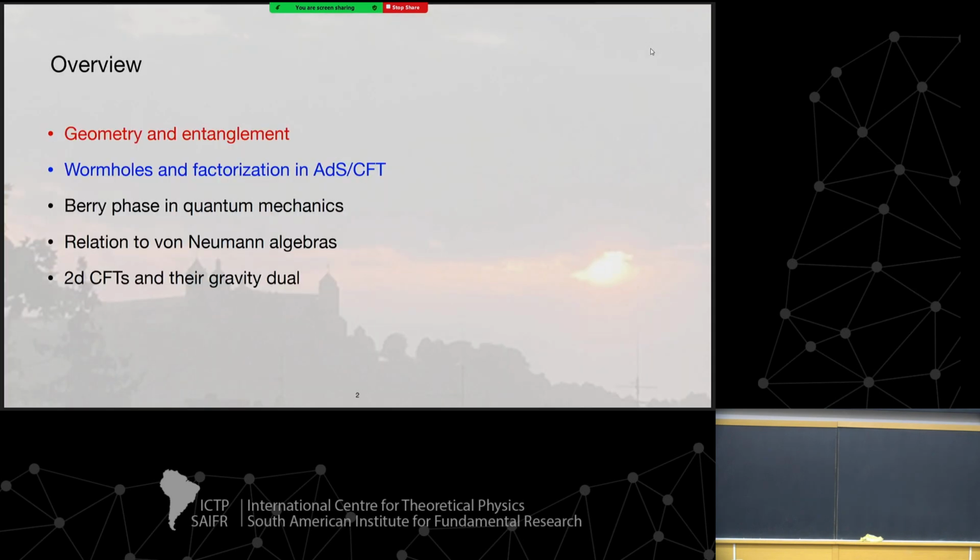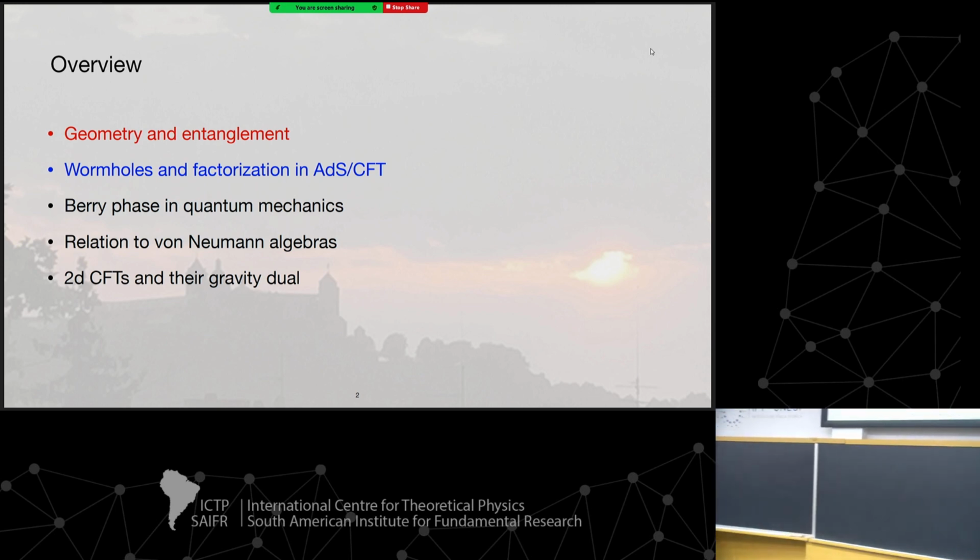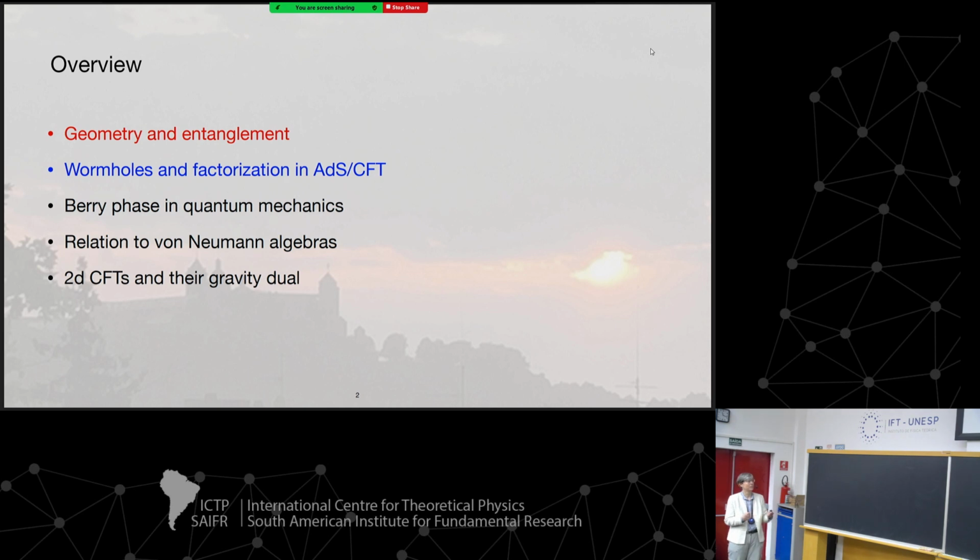So my talk is devoted to some particular aspect of the ADS-CFT correspondence, as is appropriate for this workshop. The aspect of ADS-CFT I'm going to discuss is this relation between geometry and entanglement that follows from this duality. In particular, following the celebrated Ryu-Takayanagi result relating the length of a geodesic in ADS-3, for instance, to the entanglement properties of field theory.